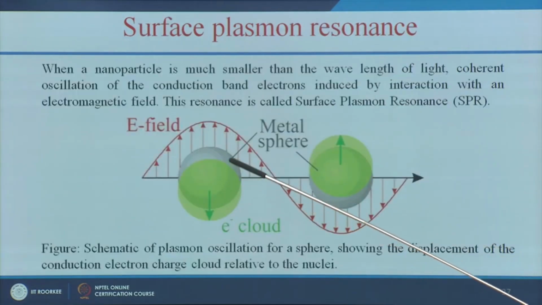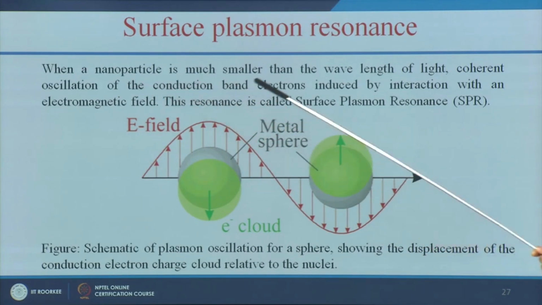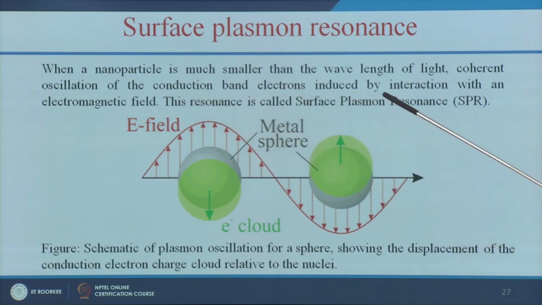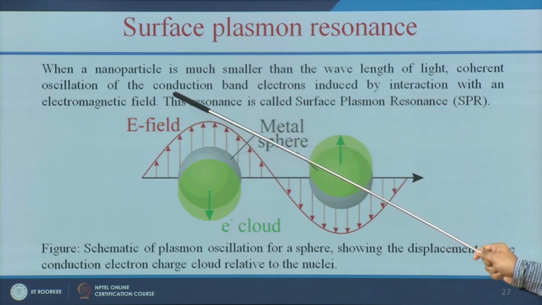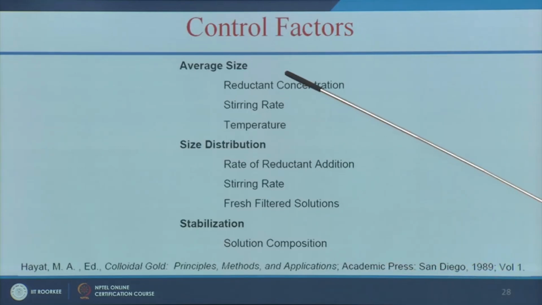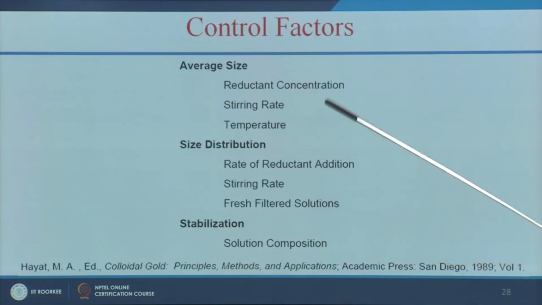So let us see what surface plasmon resonance is. When the nanoparticle is much smaller than the wavelength of light, the coherent oscillation of the conduction electron bands is induced by the interaction with the electromagnetic field. This resonance is called surface plasmon resonance, and these are the factors which control the size or shape of the nanoparticle.